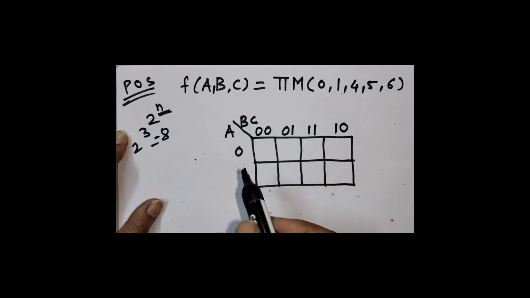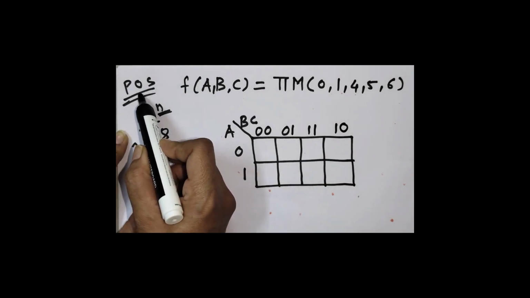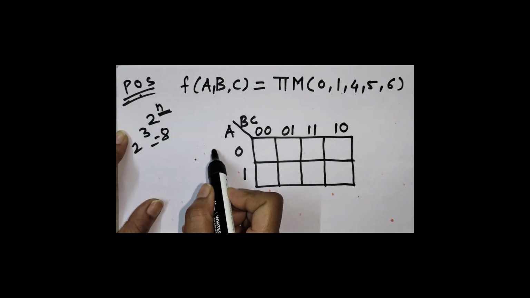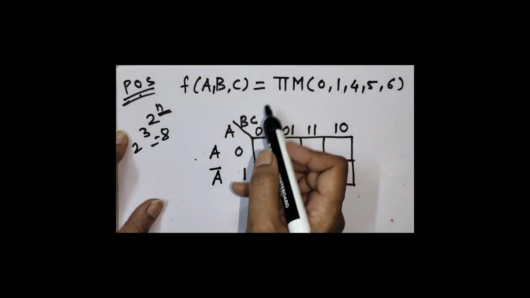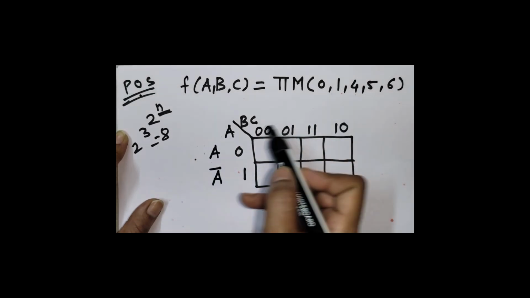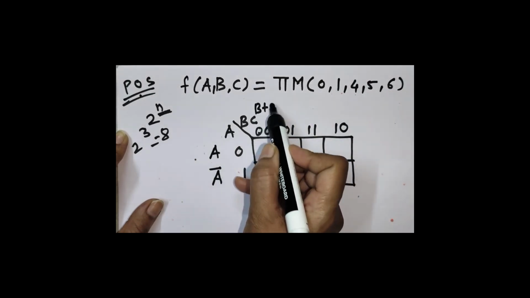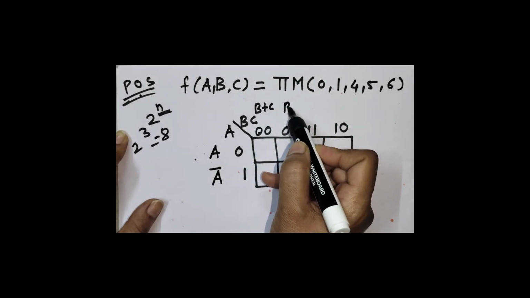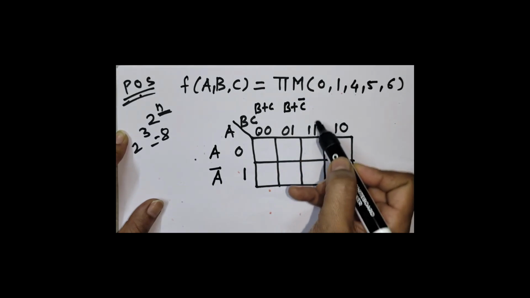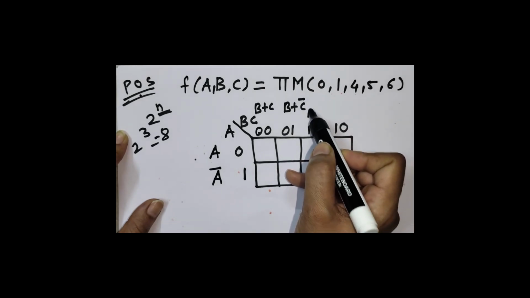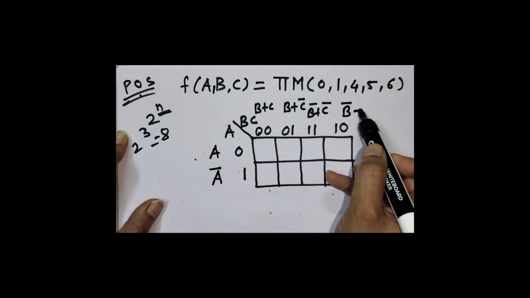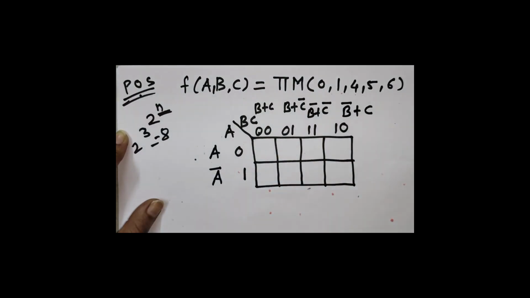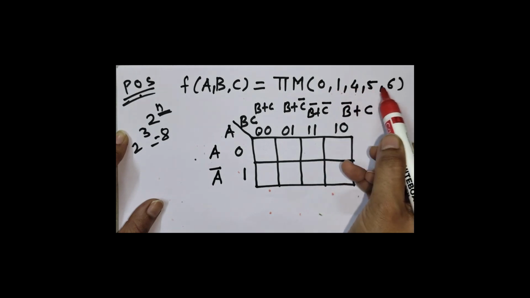In case of POS form, for 0 we take that variable as it is, and for 1 we take complement of that variable. So here it becomes B plus C. Here it is B plus C bar. Here it is B bar plus C bar, and here it is B bar plus C. So for given max terms, I'll put 0.